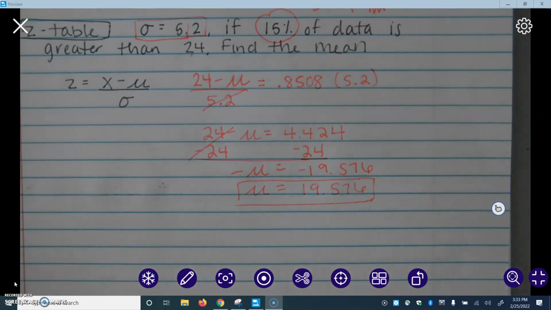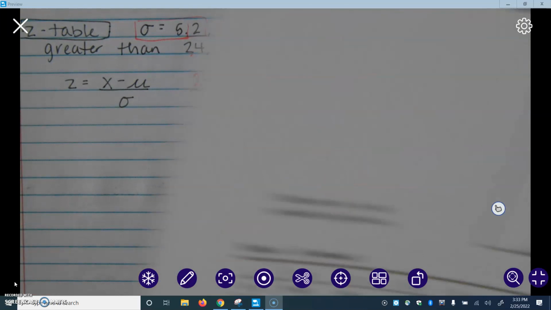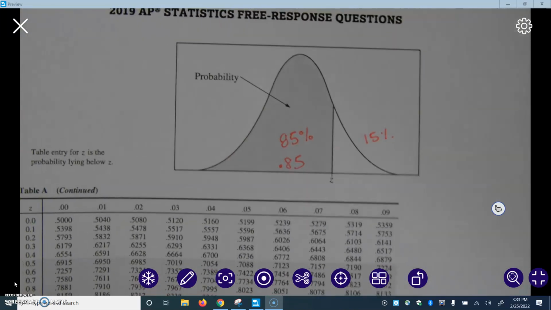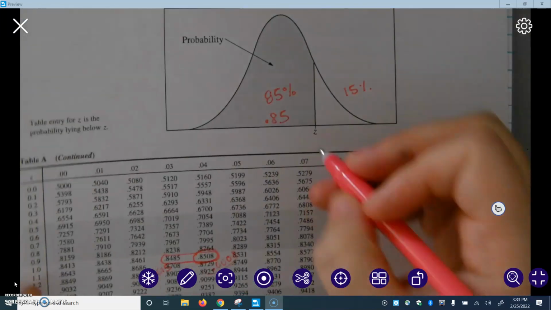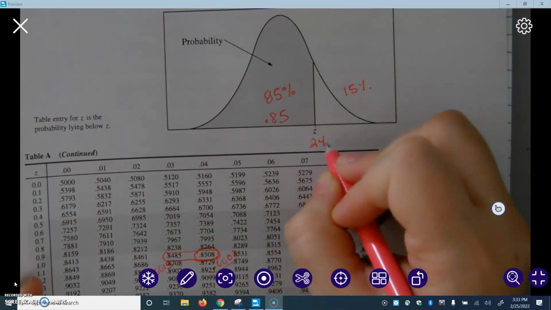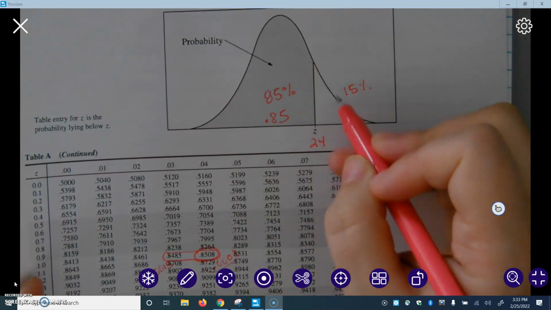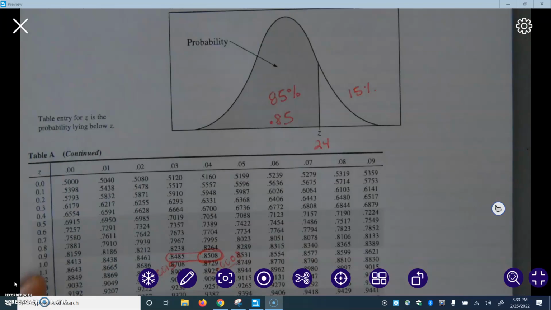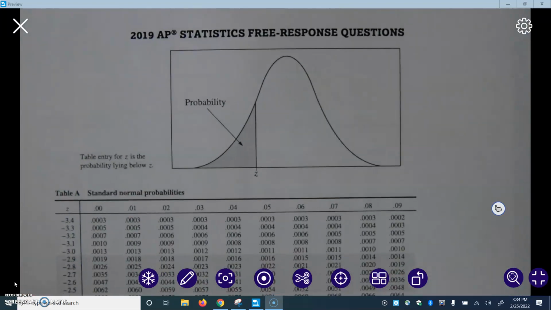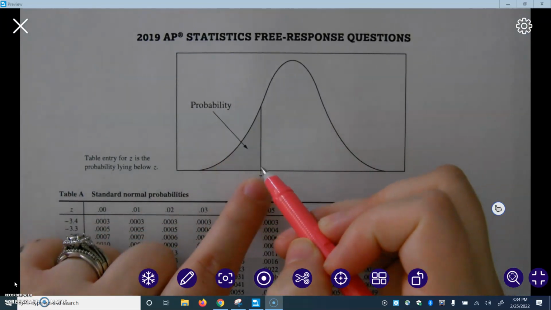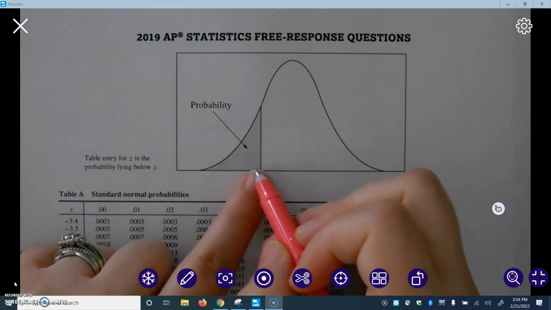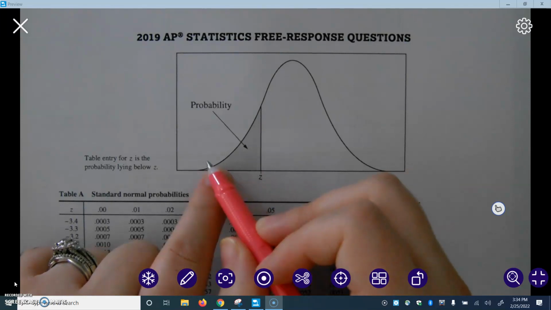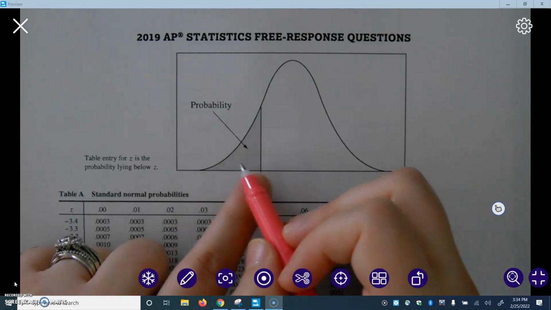All right, but I have to use the z-table. And you have two choices. I needed this one because I know that where it said 15% of the data is greater than 24, it's like 24 is here and 15 is such a small percent. I know that this is 15. This table would be used if I had said 15% of the data is less than, because now I know 15% is on the smaller side to the left.